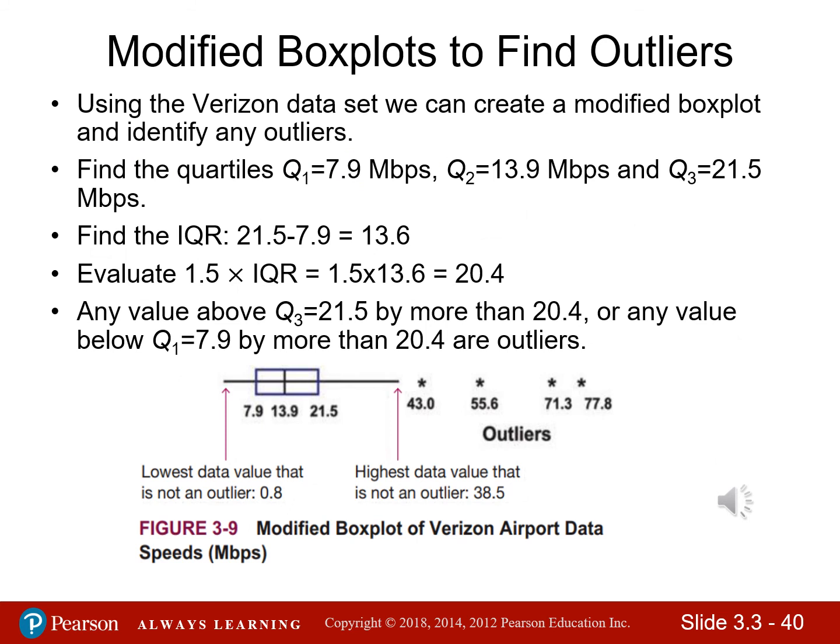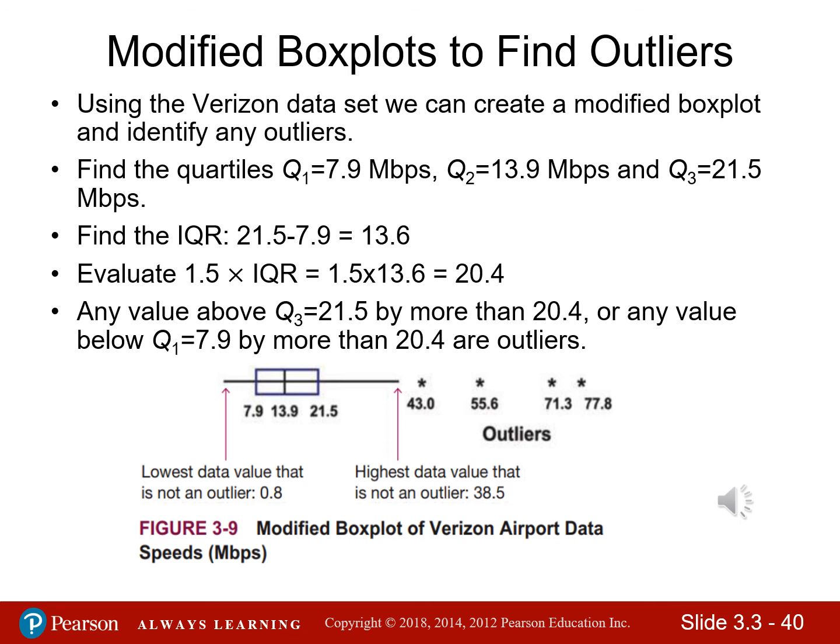Using our Verizon dataset, we can create a modified box plot to identify any outliers in our dataset. The first step is to find our quartiles, which we've done previously. So we know that Q1 is 7.9 megabits per second, Q2 is 13.9 megabits per second, and Q3 is 21.5 megabits per second. Next, we find the interquartile range, and that's simply Q3 minus Q1. So that gives us 21.5 minus 7.9 equals 13.6 megabits per second.